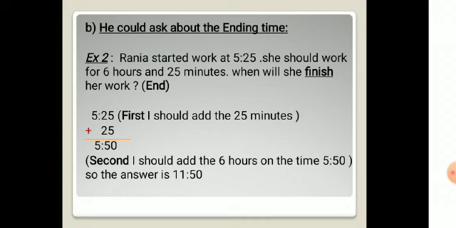So now what's my beginning time? 5:25 plus the duration, which is 6 hours and 25 minutes. As we learned before, I should do what? Excellent. I should first add the minutes to the minutes. Then I should add the hours. So I have now 25 minutes in the duration, so I have to add 25 to 25. Will make me 50. So my time is 5:50.